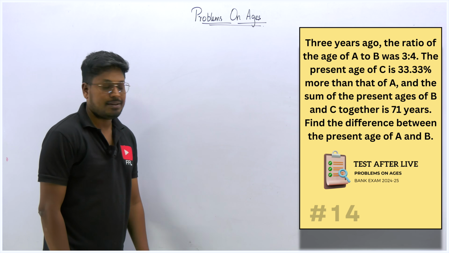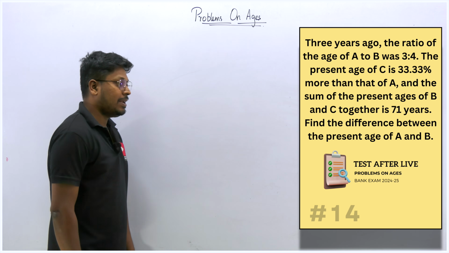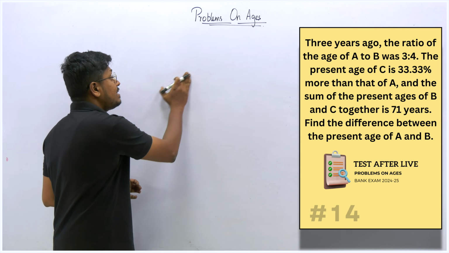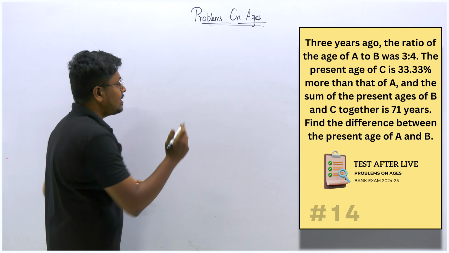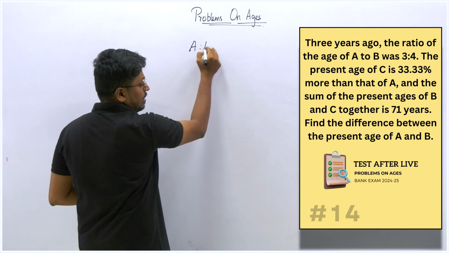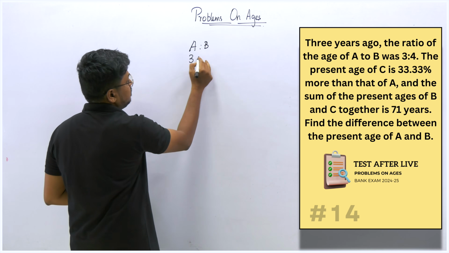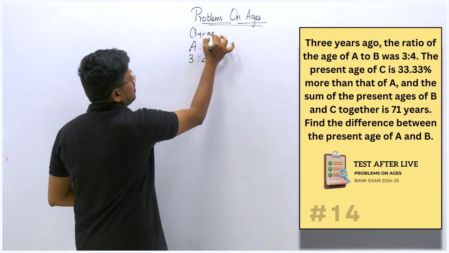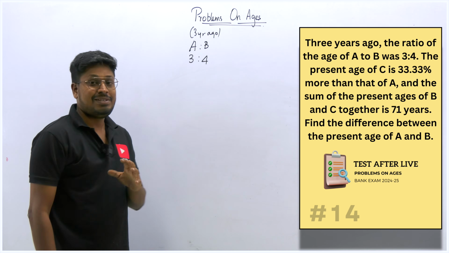Question number 14. So 3 years ago, the ratio of the age of A to B was 3 is to 4. So they have given the ratio for A is to B, where the ratio is how much? 3 is to 4. And this is 3 years ago, right? So 3 years ago, they have given a ratio value which is 3 is to 4.